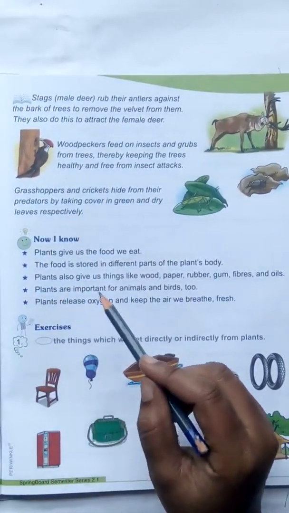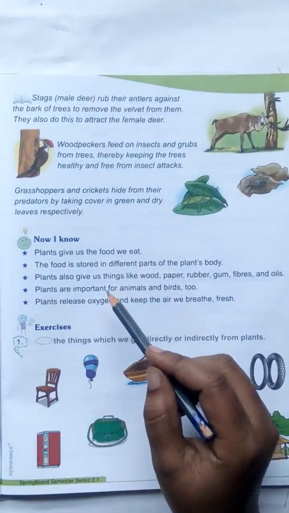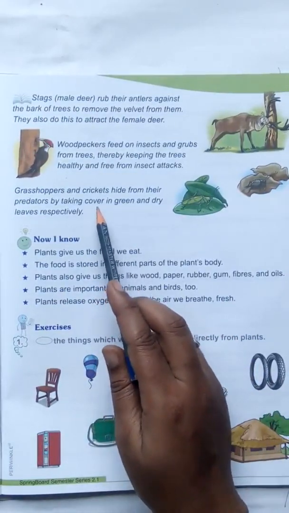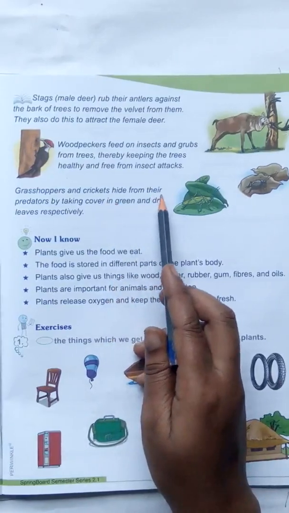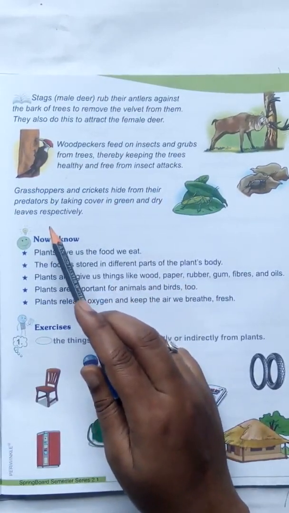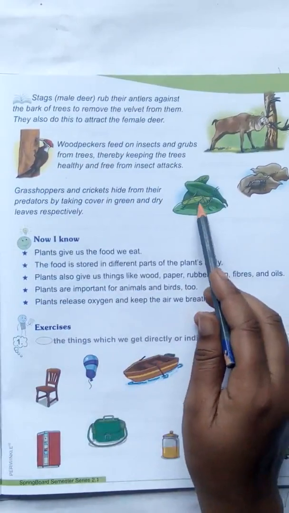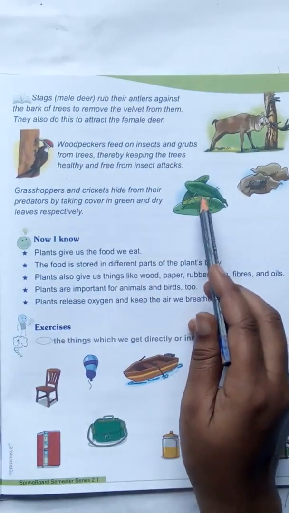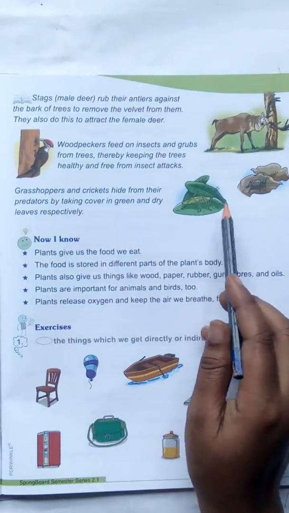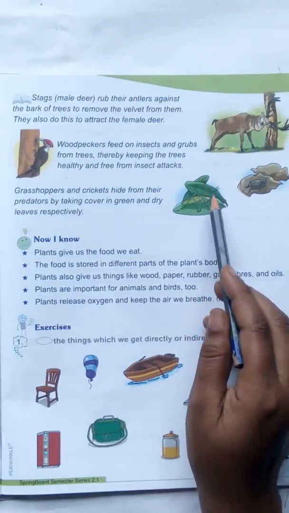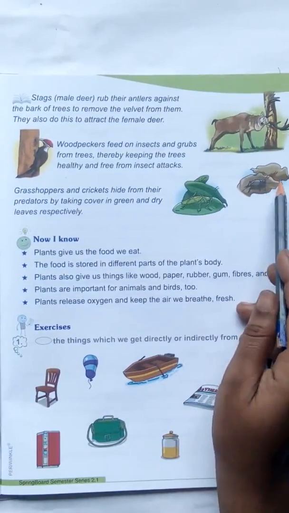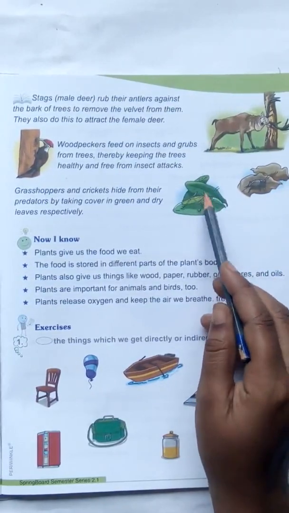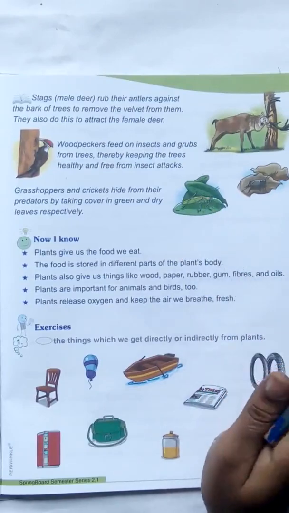Okay, next, grasshoppers and crickets. They hide from their predators. This is a grasshopper. They hide from their predators by taking cover in green and dry leaves. These are dry leaves. These are green leaves, green and dry leaves respectively.